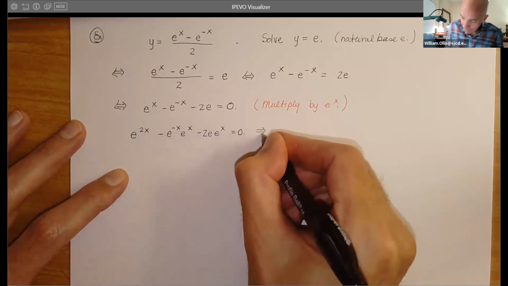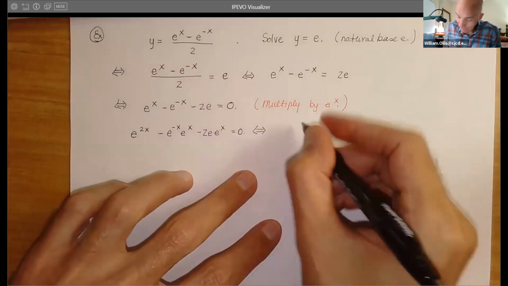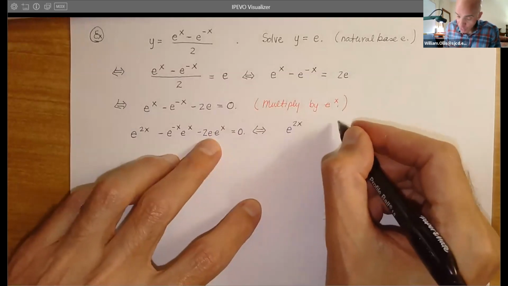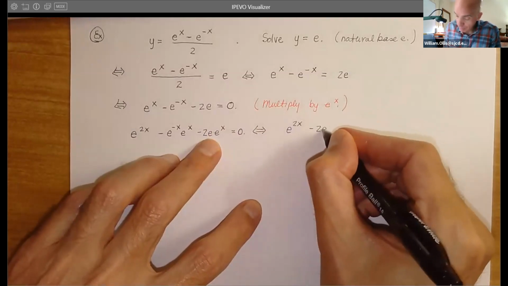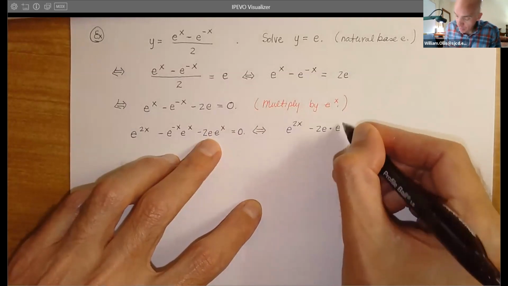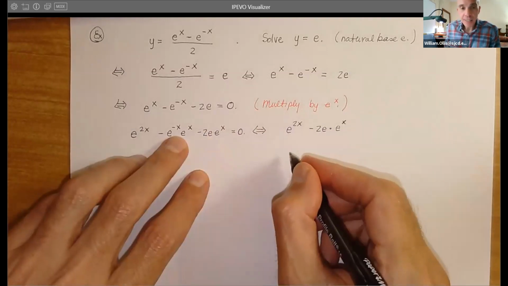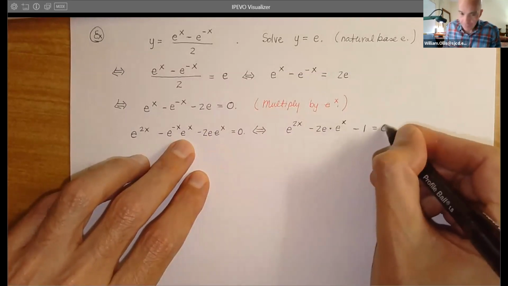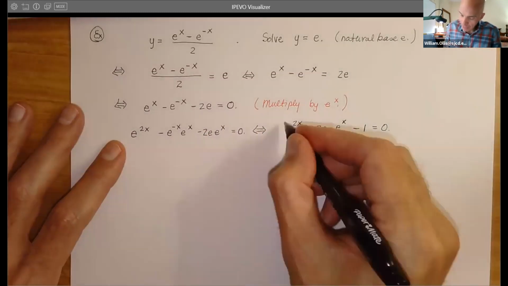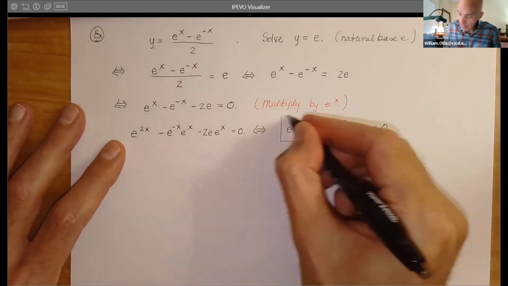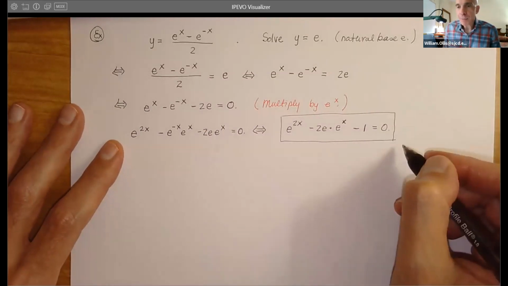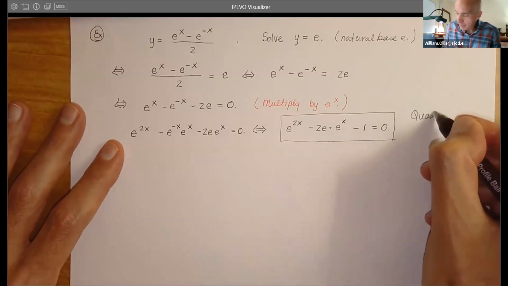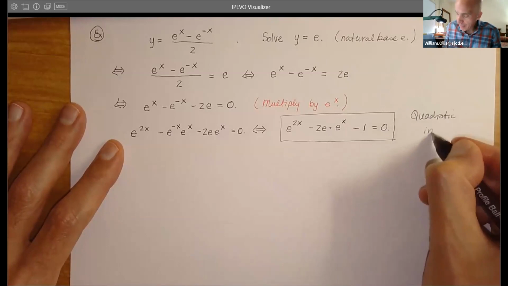So now we have a quadratic term, e to the 2x, that's the square of e to the x. And then we have this term, minus 2e times e to the x. And then, of course, e to the x times e to the negative x is 1, so we get minus 1. So now what we see is this equation is quadratic in e to the x.